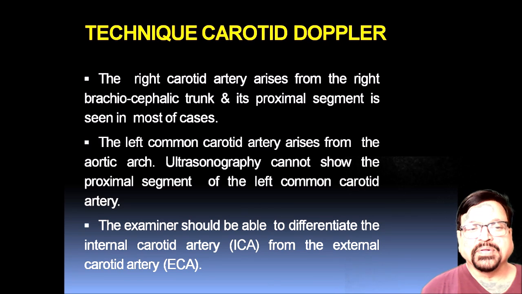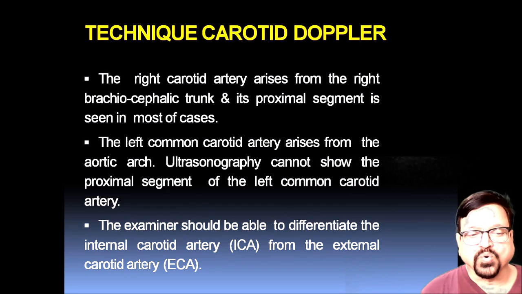Now, further continuing the technique, the right carotid artery arises from the right brachiocephalic trunk and its proximal segment is seen in most of the cases. So that is the first thing we start with, and we examine that. The left common carotid artery arises from the aortic arch. Sonography cannot show the proximal segment of the left common carotid artery, so it may be skipped.